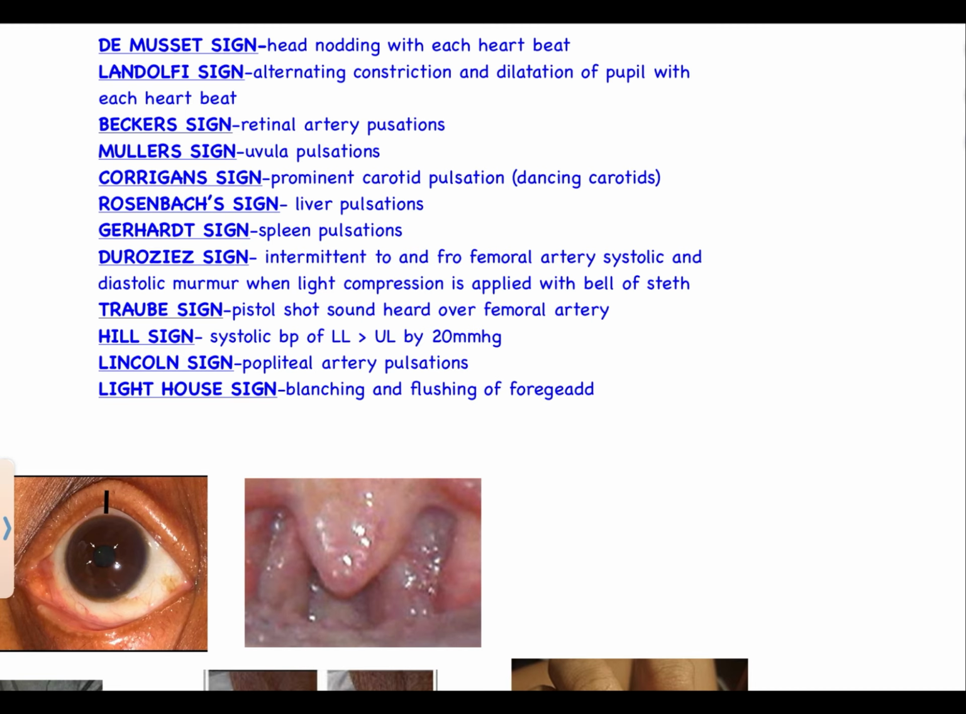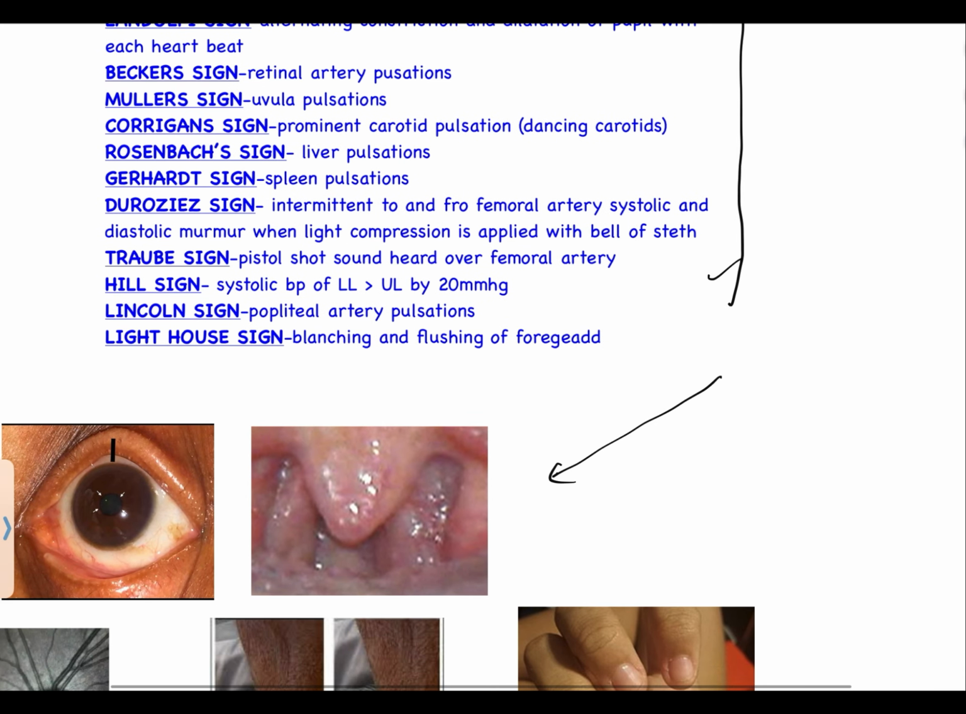And in a nutshell, I have summarized all the definitions of peripheral signs of aortic regurgitation here. I'll take a screenshot and revise all these definitions and signs, and I have also included images to make them easier to understand.